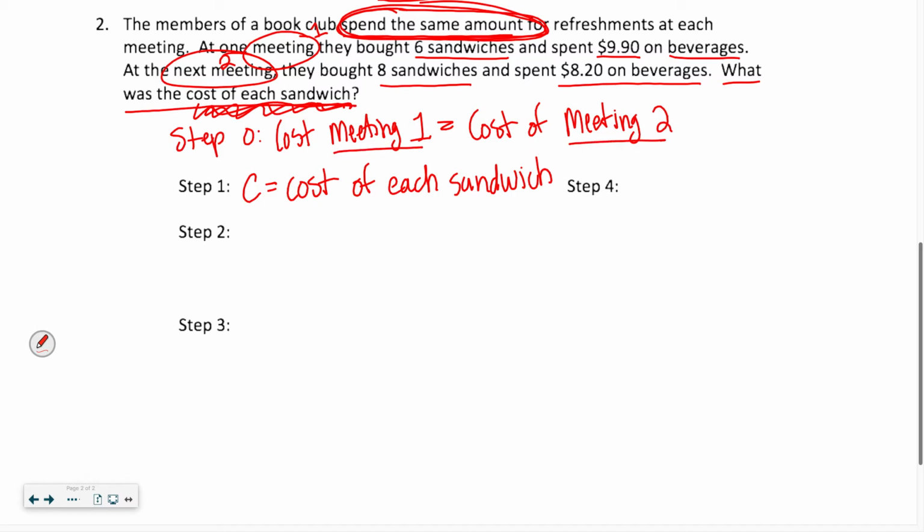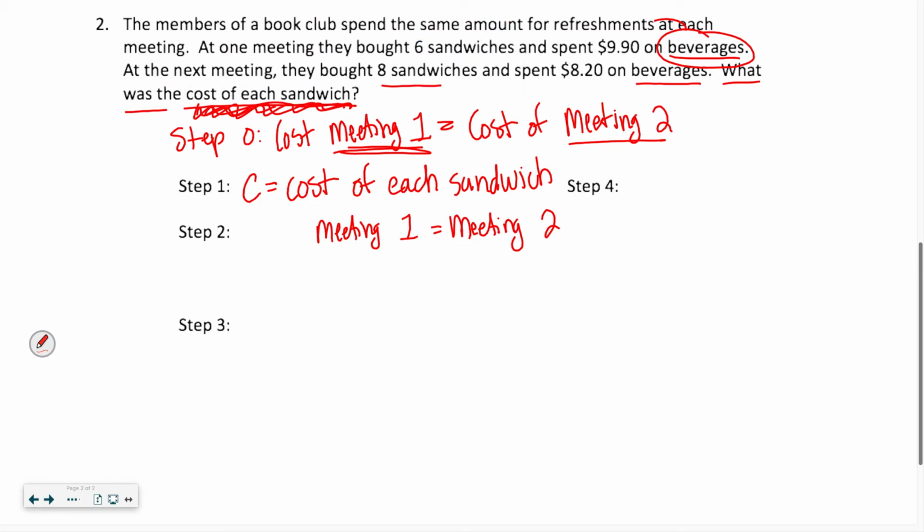Okay, so again, I go back to this idea of meeting 1 is the same as meeting 2. How am I coming up with my total cost? We have sandwiches and we have drinks. I know exactly how much I'm spending on drinks, but the sandwiches have this idea of I bought 6 of them, but I don't know how much each one is. So basically, meeting 1 equals meeting 2. Let's clean things up a little bit.